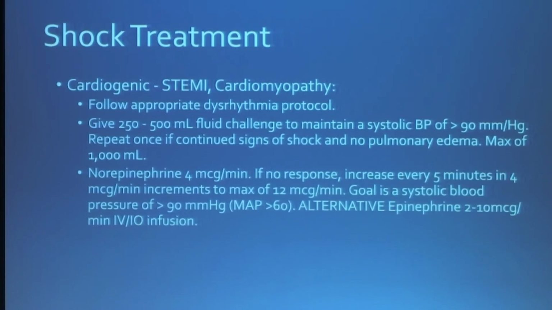Norepinephrine, then, is your cardiogenic pressor of choice, with an alternative of epinephrine. I might use epinephrine if your heart rate was low. Sometimes you give norepinephrine, your blood pressure improves, but your heart rate decreases, so your cardiac output kind of falls. And in that case, we often will put an epinephrine drip on the patient as well to drive the heart rate.